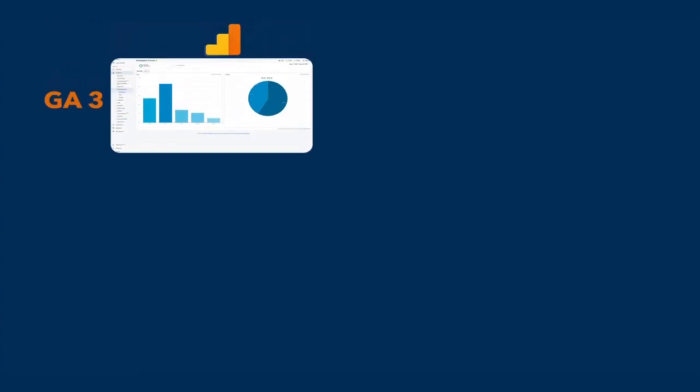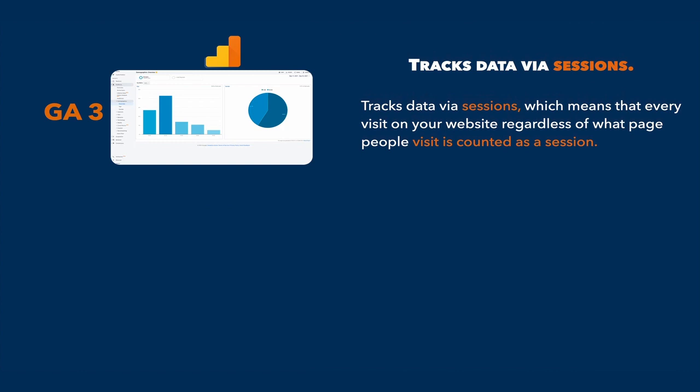Well, let's start off with Google Analytics 3, also known as Universal Analytics. Google Analytics 3 tracks data via sessions, which means that every visit on your website, regardless of what page people visit, is counted as a session. So Google Analytics 3 tracks data by using sessions, which means that it's looking at visitors' visits.